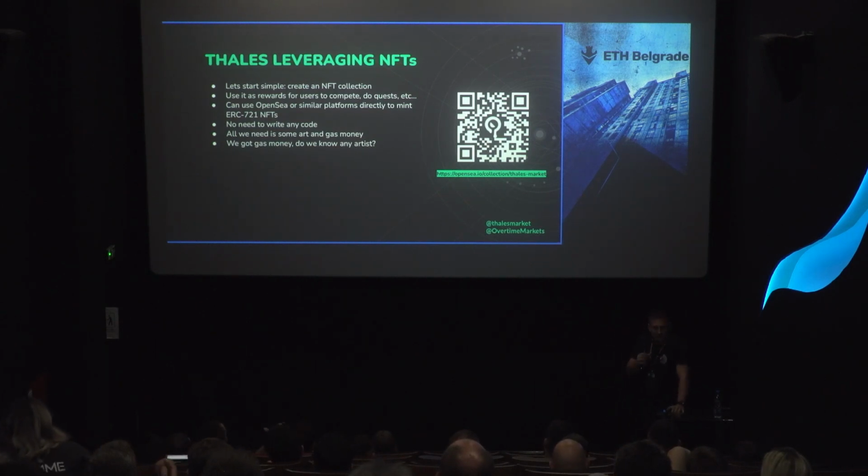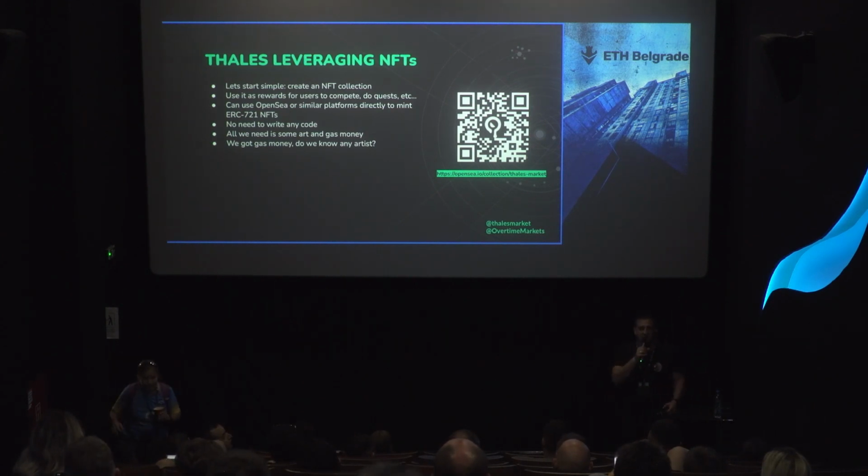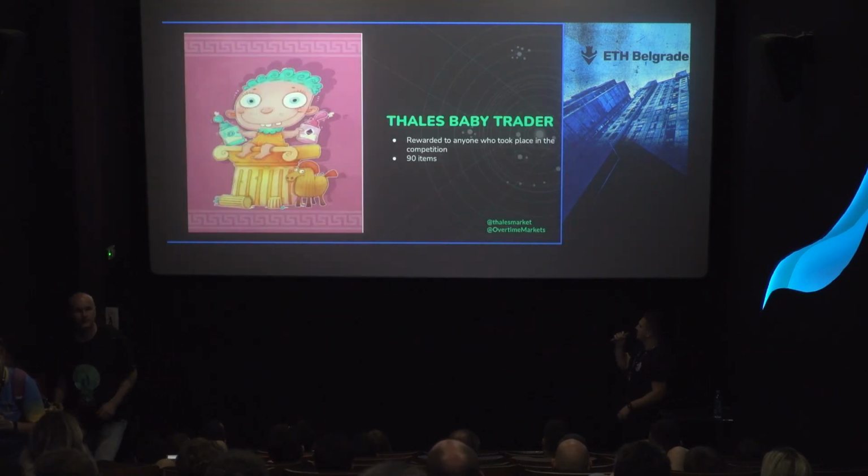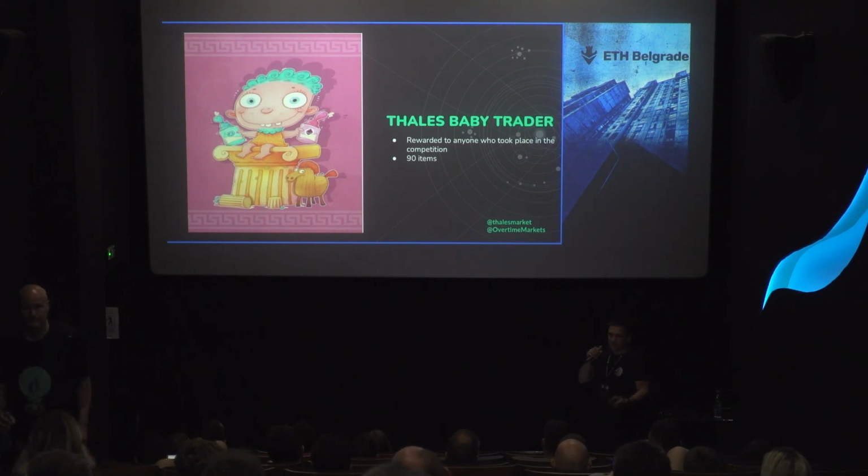If you have the gas money, you know how to do a collection, you need some art. Hopefully one you own, rather than copy. So we needed someone to do the art, actually. I think there are some local people here. I'll show you our first collection, and maybe you can tell me at the end if you recognize the artist. It's very well known locally. So this is the first image he did. Well, I told you it's a he, so that's a giveaway. It's Thales baby trader. You can see Thales, with his pacifiers, with milk. And this went out to anyone who participated in the competition.